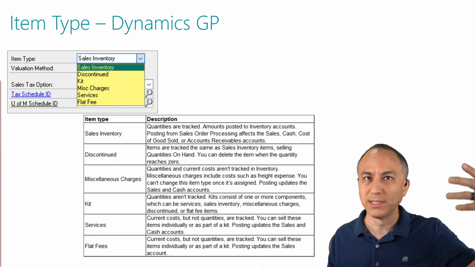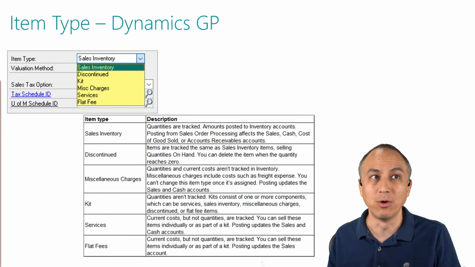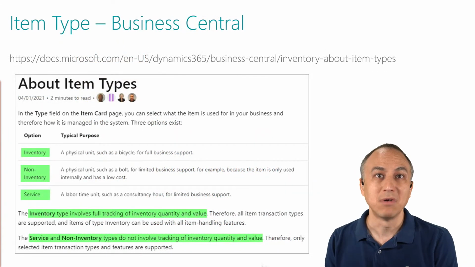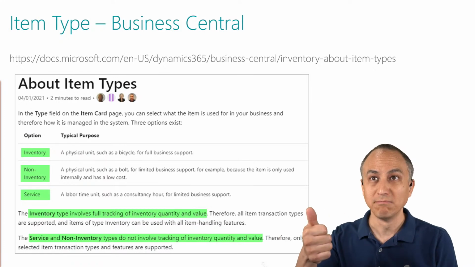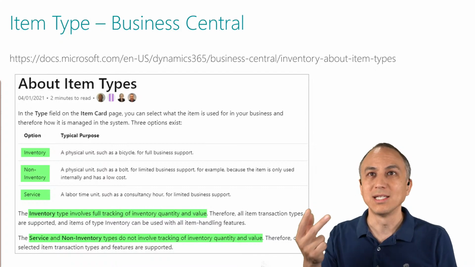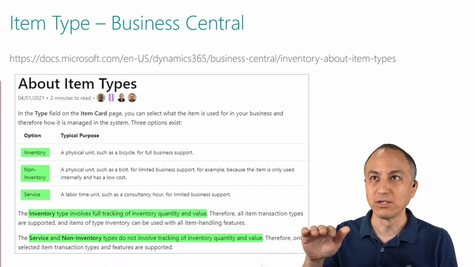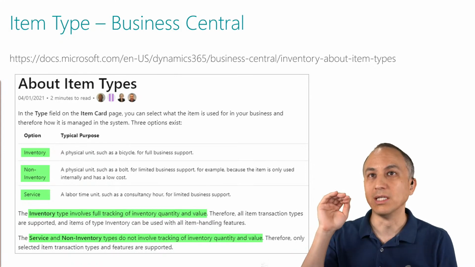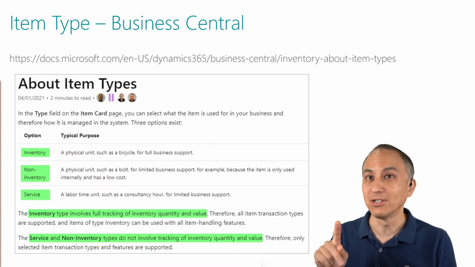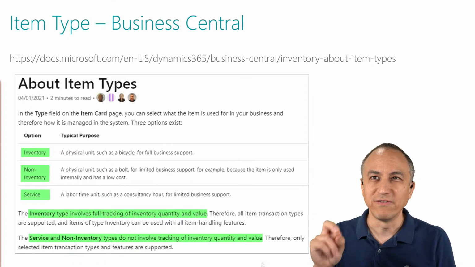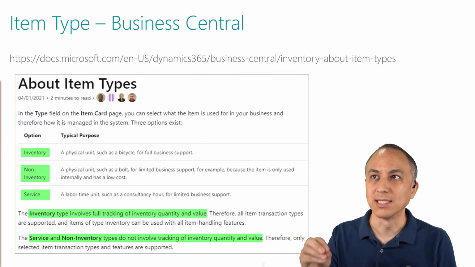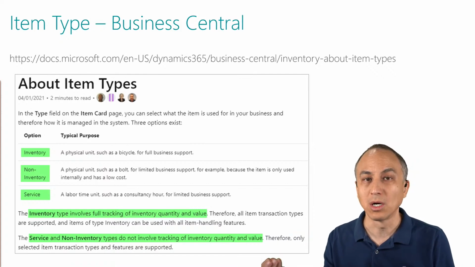There are potential different item types, and I need to know what those are. Now, fortunately, Business Central item types are pretty simple. We get inventory, non-inventory, and then service. So what is the distinction here? Inventory: physical units, quantities, presumably, that you are selling. Non-inventory is a physical unit, such as a bolt, for limited business support, for instance, because the item is only used internally and has a low cost.